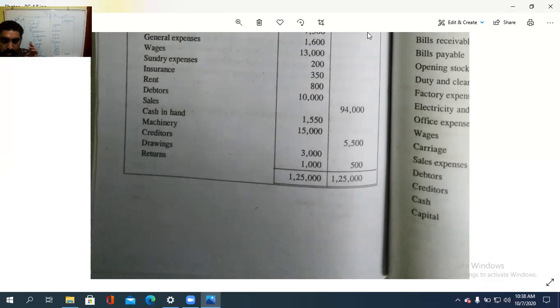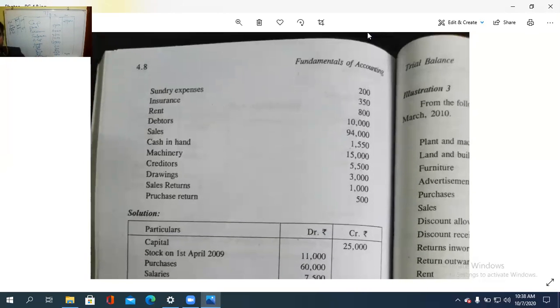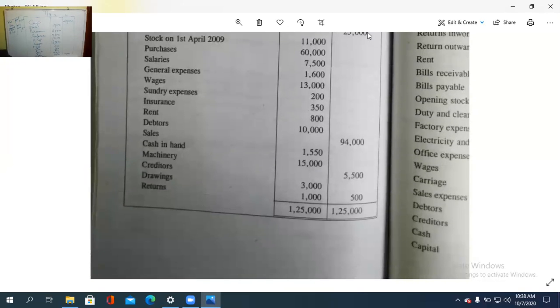1,25,000. So there is no suspense, isn't it? Nothing is there. If it is tallied, then the total is 1,25,000 for both the sides. That is what to remember. This is a trial balance. From the balances extracted, we are preparing the trial balance.